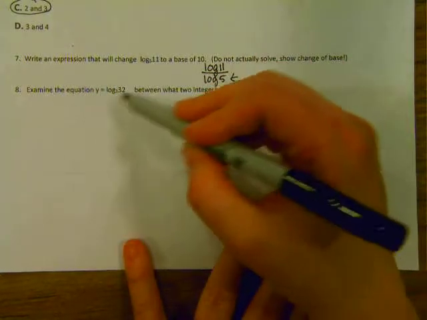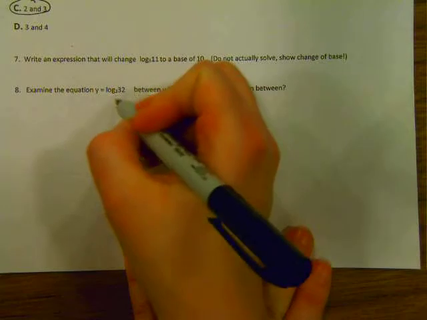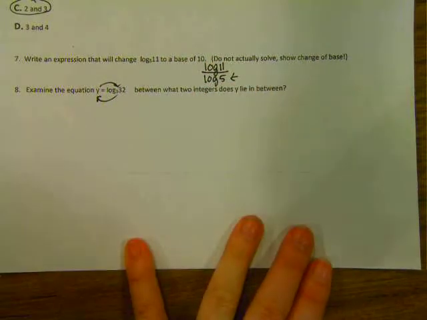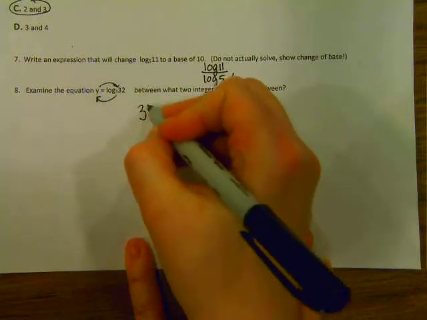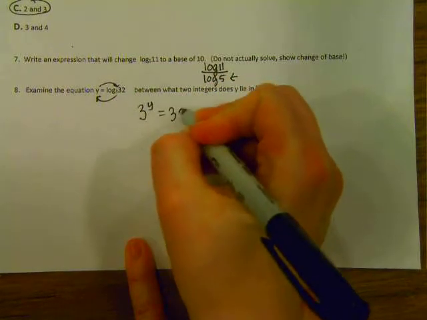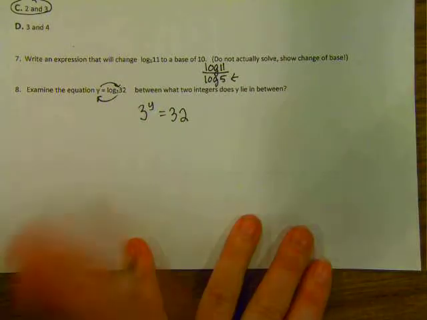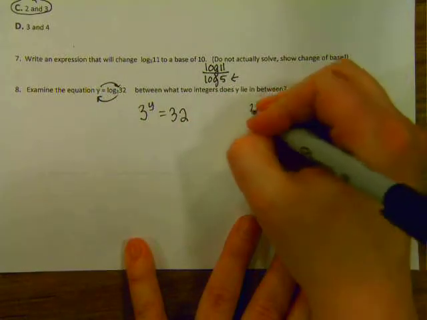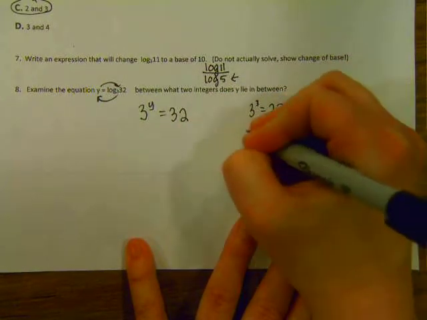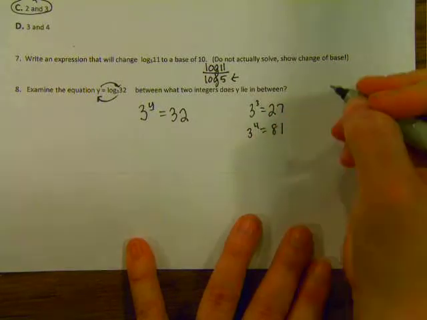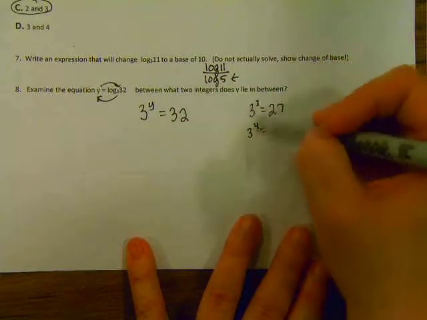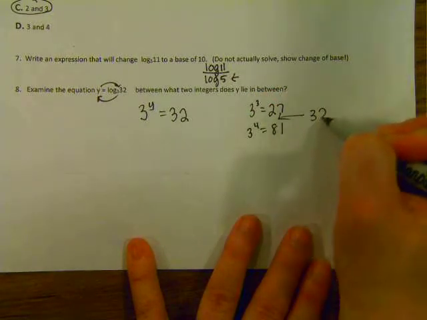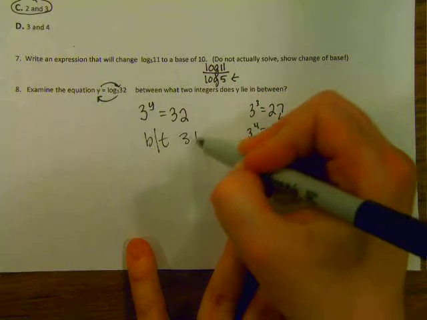Here, examine this equation. Between what two integers does y lie in? So the easiest way, you're just doing an estimating, is write an exponent. 3 to what power makes 32? Clearly, again, that's a decimal. I don't want the decimal, I just want to know between what two whole numbers. So if you kind of go, okay, 3 to the 3rd is 27, 3 to the 4th is 81, you can clearly see this answer is going to have to be between 3 and 4, because 32 would lie in between here. So I would say between 3 and 4.